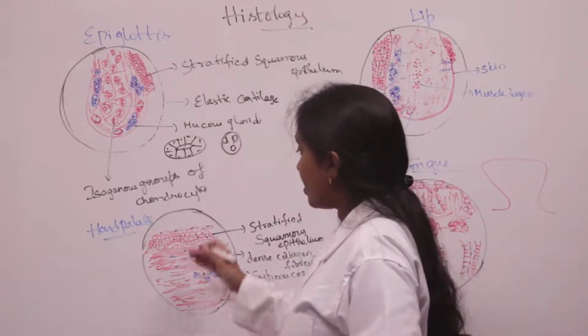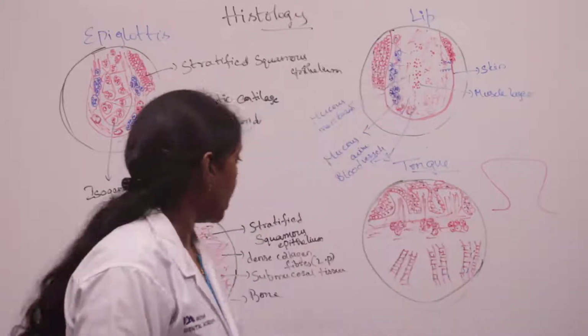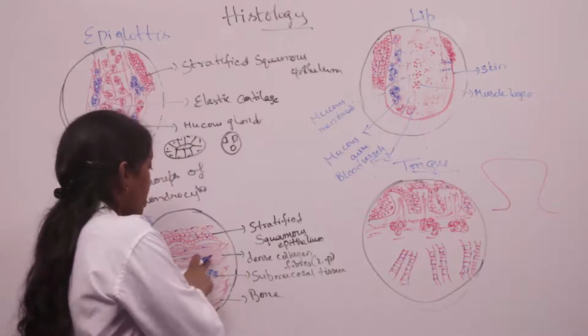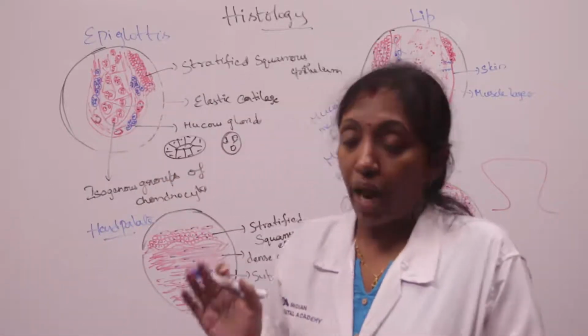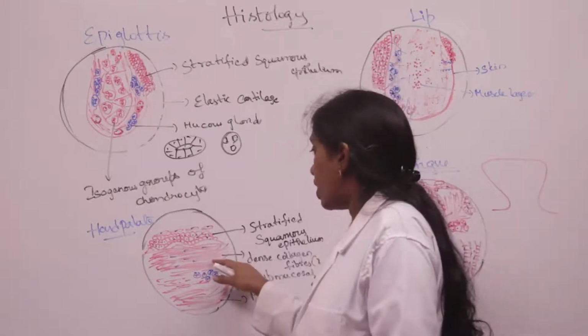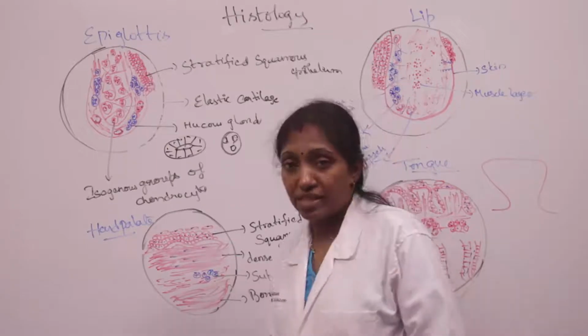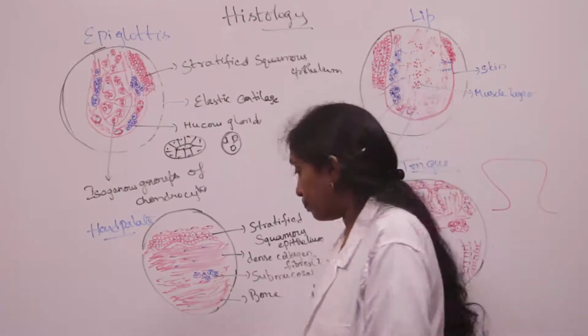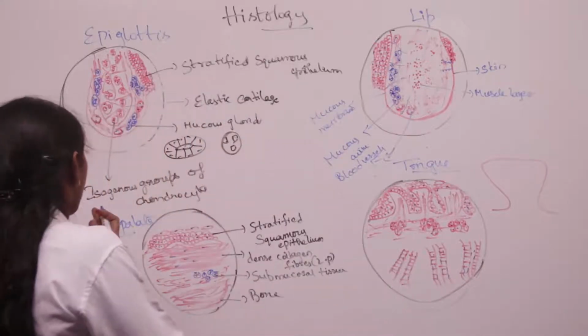So four layers are present. First layer is the epithelium, the stratified squamous non-keratinized epithelium, and deep to that, look here, we have bundles of thick dense layer of collagen fibers. Deep to the collagen fibers we have submucosal tissue which consists of mucous acini, and deep to that bone is present. So that's about the hard palate.